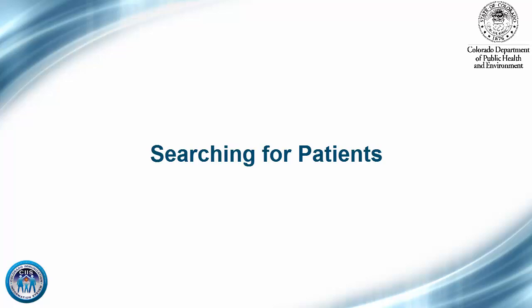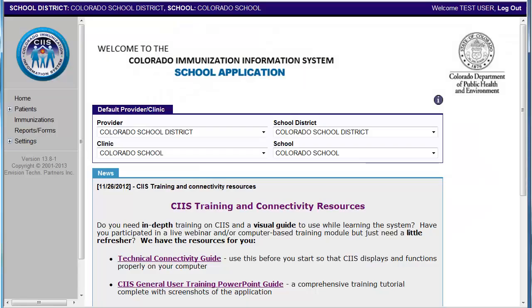Searching for patients. Once you are logged into your account, you will see your home screen. This page will contain information about your account and have news and updates from CIIS. At the top of the screen, on the right-hand side, you will see the name associated with your account. You will also see the logout link. Click the logout link and close your web browser to exit CIIS.